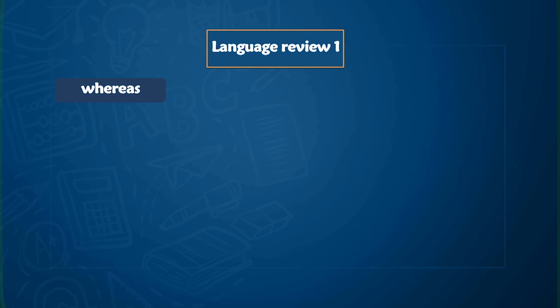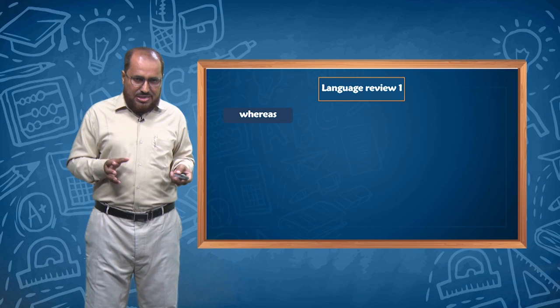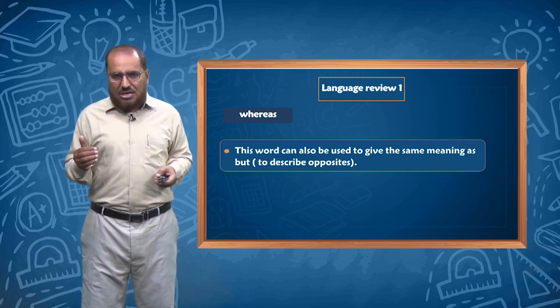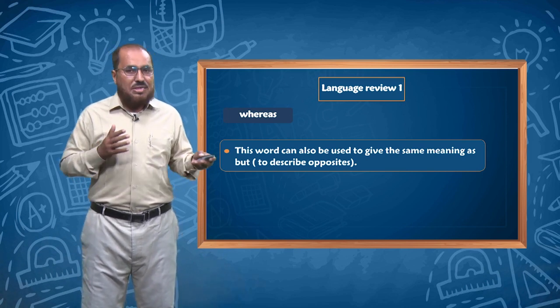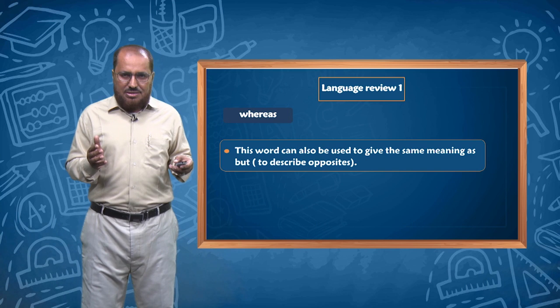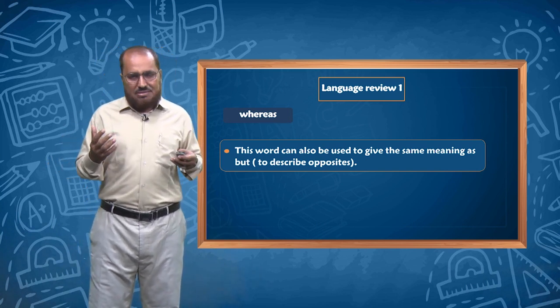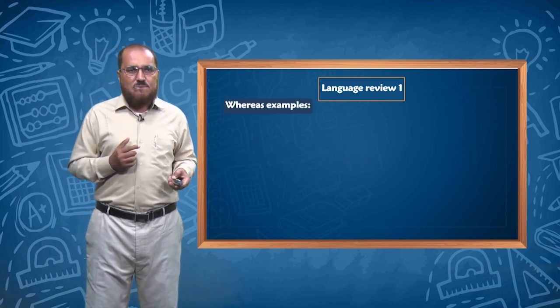Then we use whereas. Whereas also is a matter of contrast here, but it expresses opposites. It is not between an action and the result, it is between two subjects. Okay? Two subjects. Here there must be two different subjects. Okay? Examples.